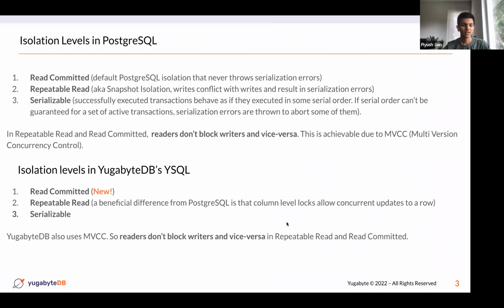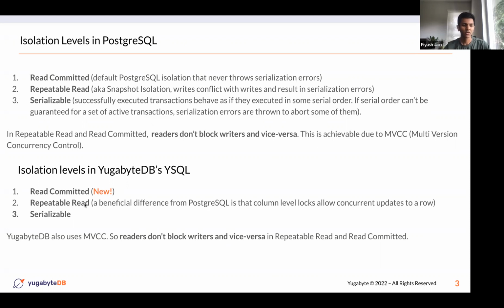So again, if we go back here, Yugabyte has all three isolation levels now, all three which you can see in Postgres. Now, serializable is the same as what you see in Postgres, the strictest semantics. So not much difference there. Read committed is new, and it matches the semantics in Postgres read committed, except a few caveats, which I'll get to, right? And then there's repeatable read.